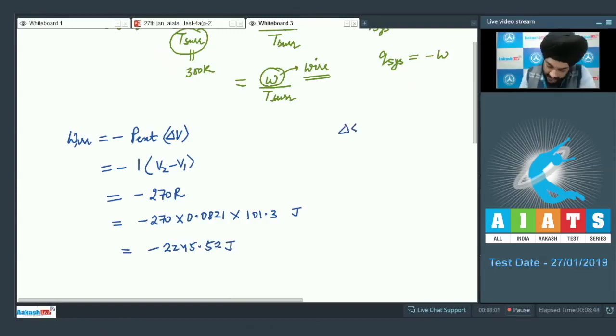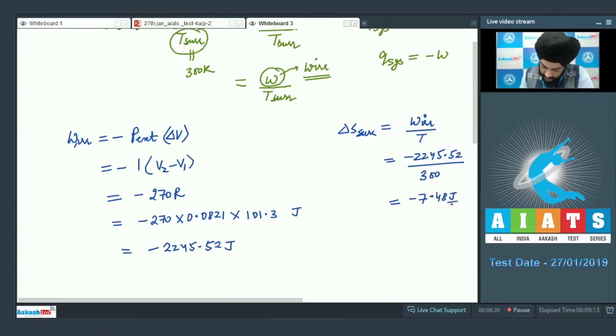Now if we talk about delta S surrounding, the value of delta S surrounding shall be equal to W irreversible by T. So W irreversible, we had seen that it was equal to minus 2245.5, and when it is divided by the temperature, which is 300 Kelvin, it will give us a value of approximately minus 7.48 joule per Kelvin. So we had seen that the delta S system was equal to 19.13 joule per Kelvin.